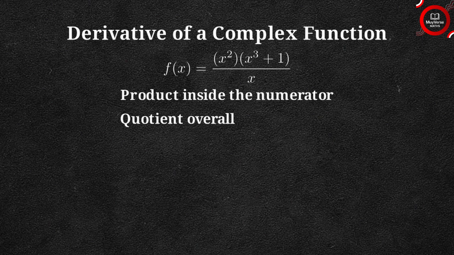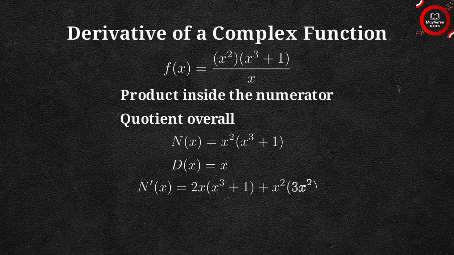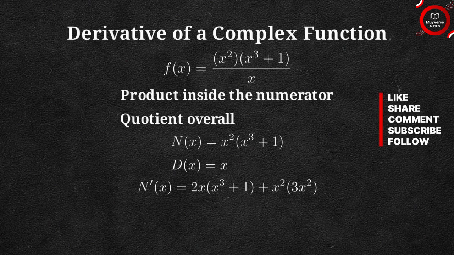Let's name the numerator and denominator. Let n of x be x squared times open parenthesis x cubed plus 1 close parenthesis, and d of x be x. Step 1. Differentiate the numerator using the product rule. N prime of x equals 2x times the second factor, plus the first factor times the derivative of the second factor. Step 2. Apply the quotient rule.